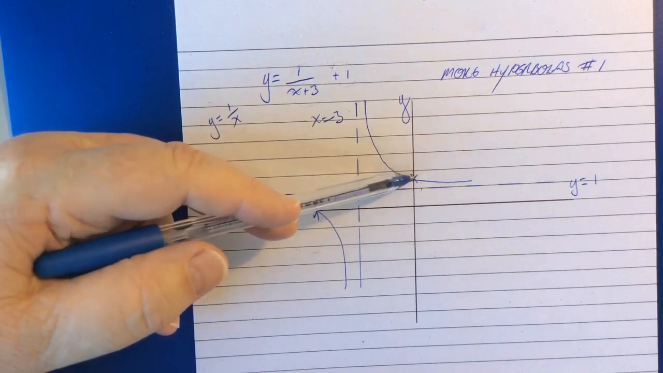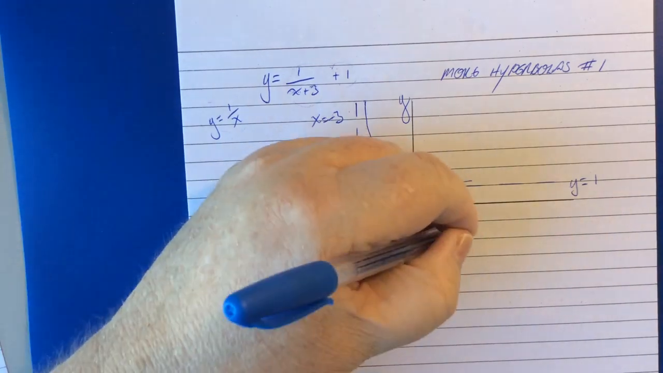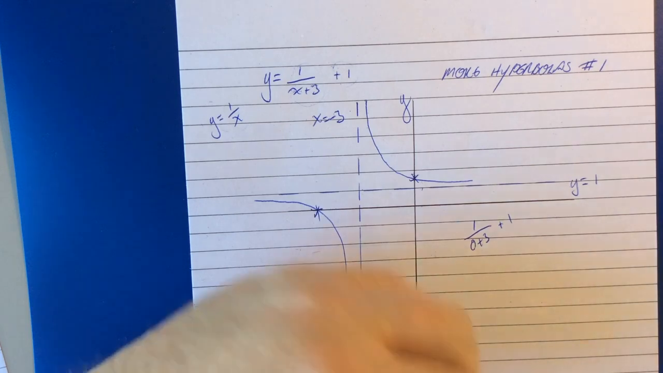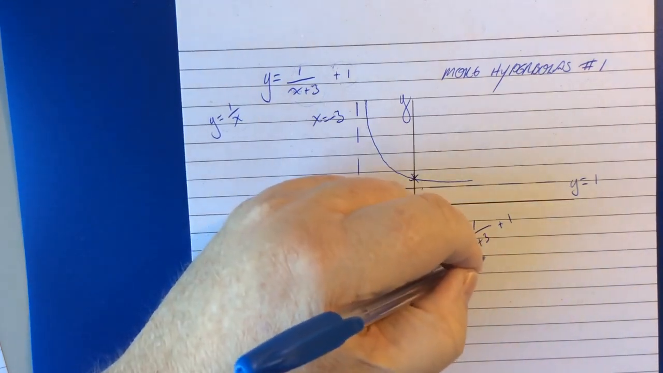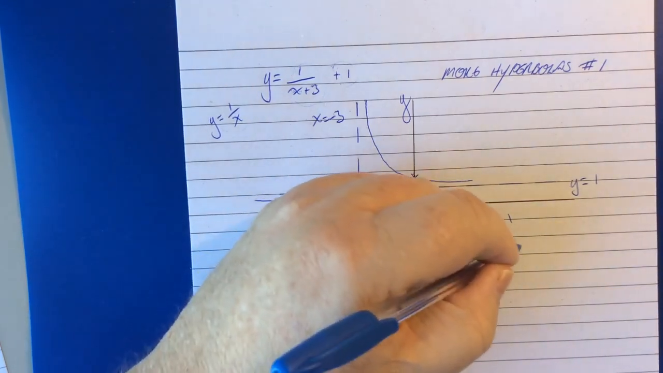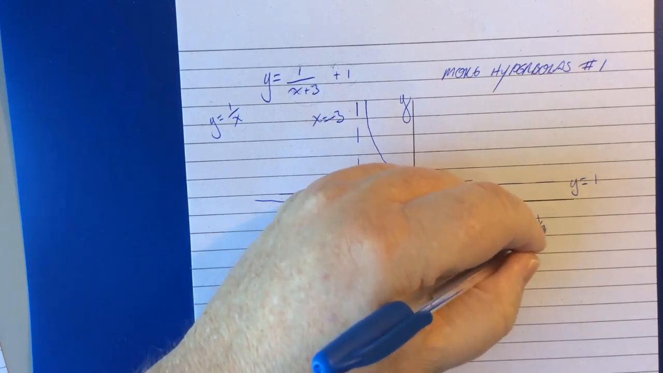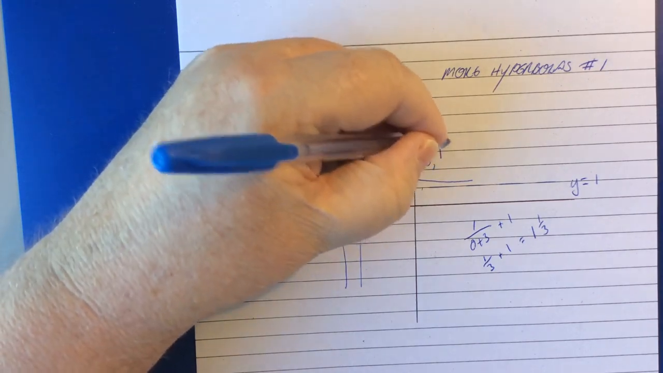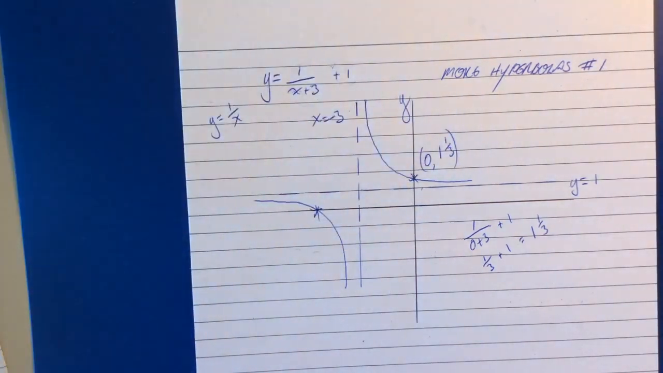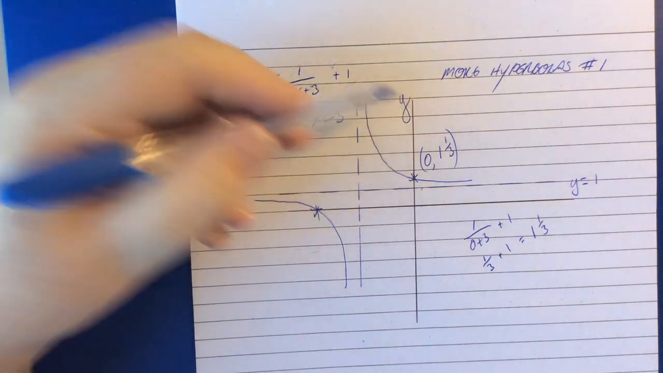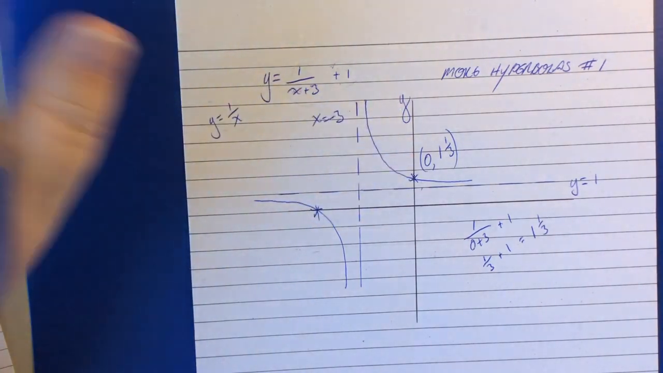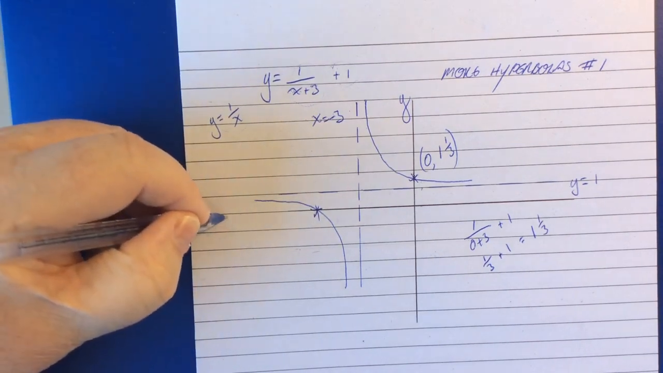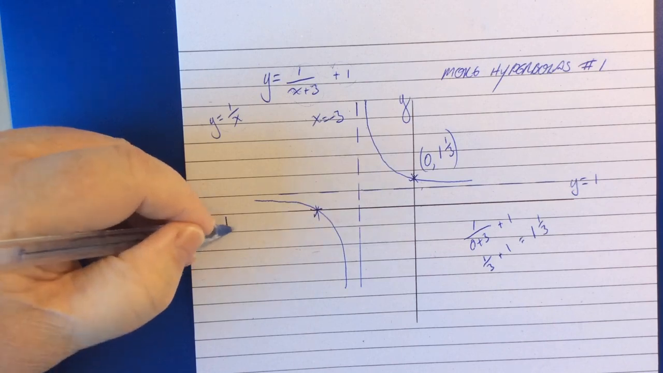In order to find this point, we simply make x equal 0. So we get 1 over 0 plus 3, plus 1. What does that give us? That gives us 1/3 plus 1, and that equals 1 and 1/3. And so this point here is (0, 1 and 1/3). That is our y-intercept found. Very, very simple.